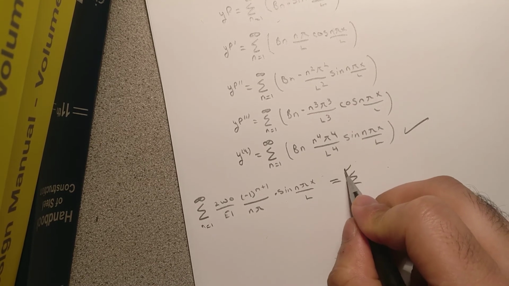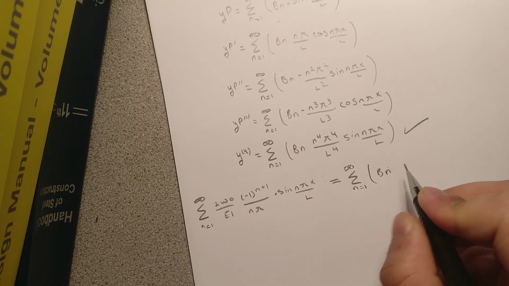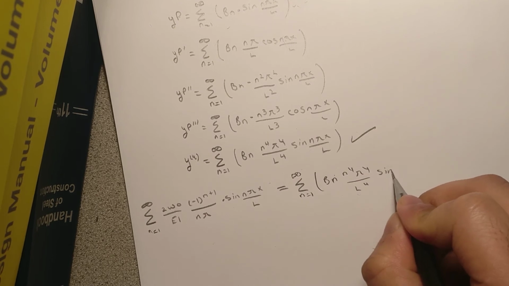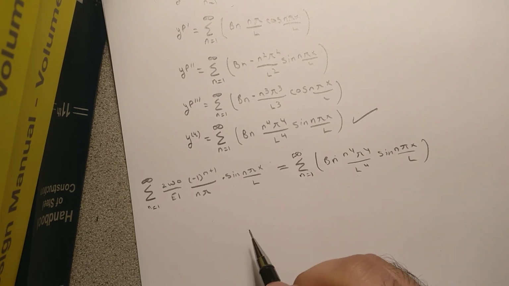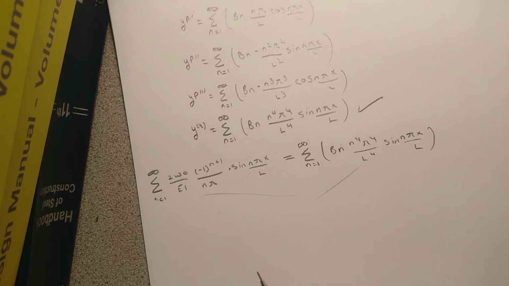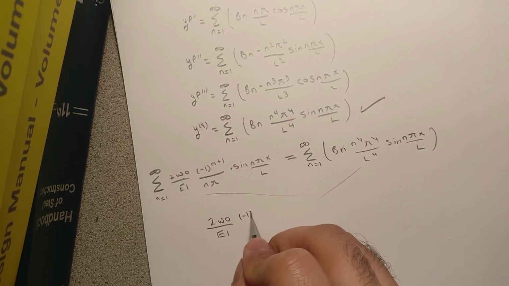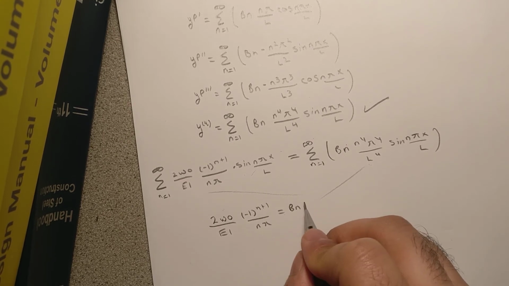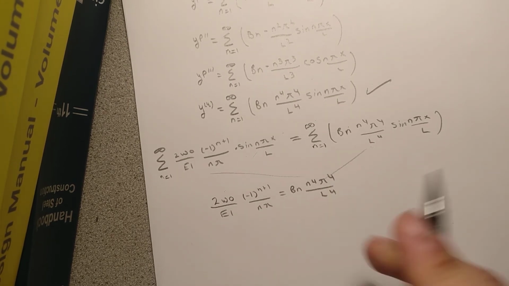equals summation infinity n equals 1 bn n to the 4 pi to the 4 over L to the 4 sine n pi x over L. Okay, so now I'm going to equate both coefficients. I can disregard the sines, take these two and find Bn. So I get 2W naught over EI, negative 1 to the n plus 1 over n pi equals Bn, n to the 4 pi to the 4 over L to the 4. And now I'm going to solve for Bn.